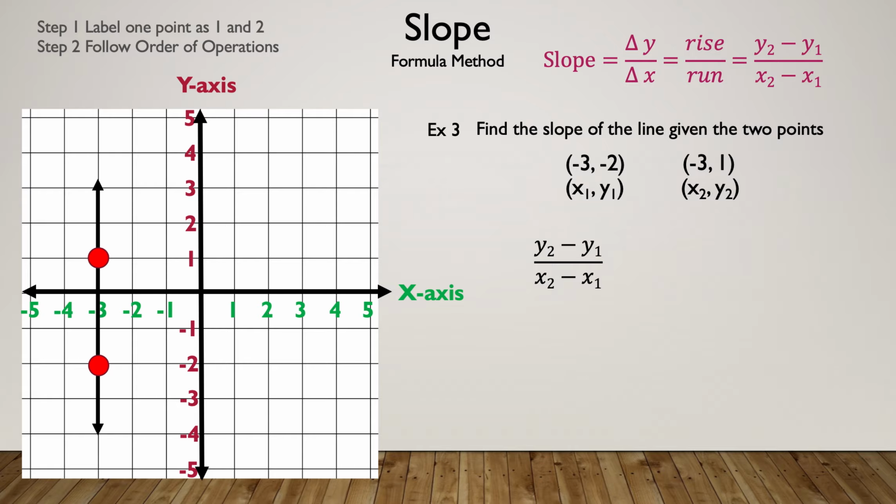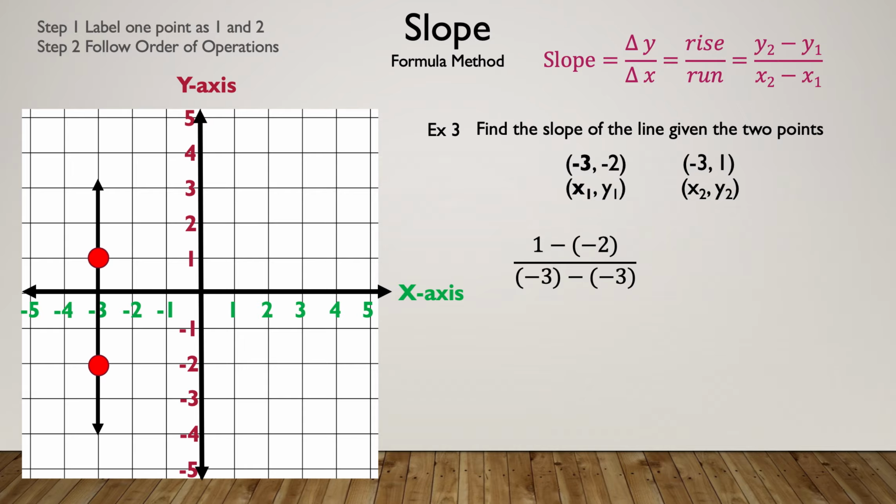We have the slope formula on there already, so let's go ahead and substitute. We can substitute 1 for y2 and negative 2 for y1. Remember the parentheses. And now we can substitute negative 3 for x2. Remember the parentheses. And we can substitute negative 3 for x1. And lastly, remember the parentheses.